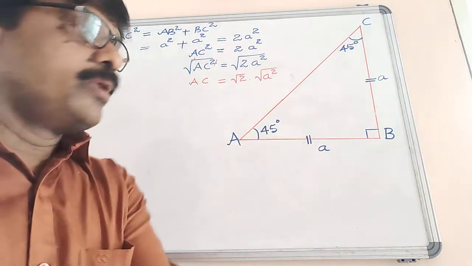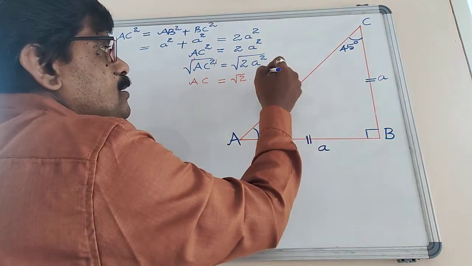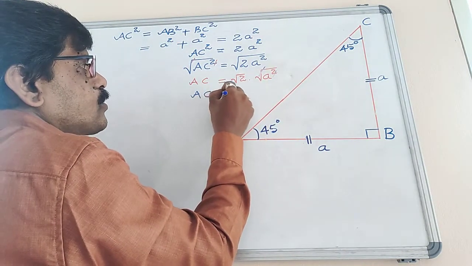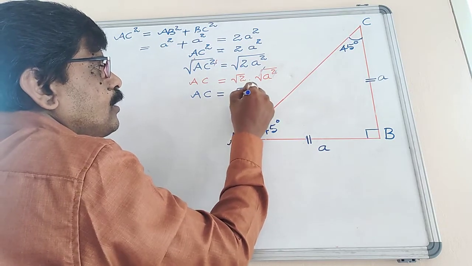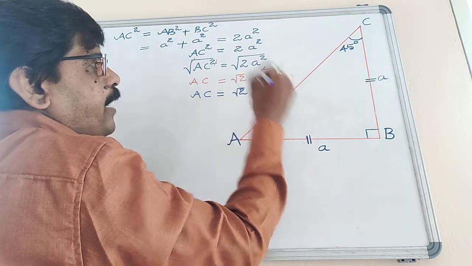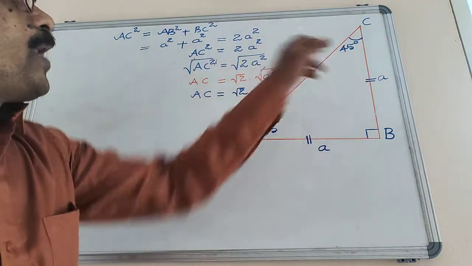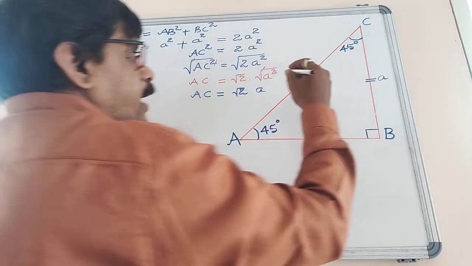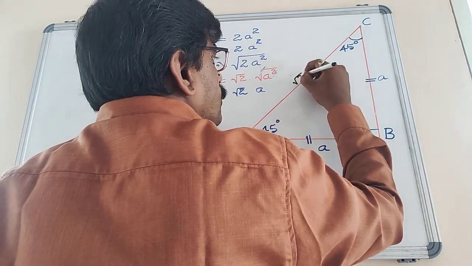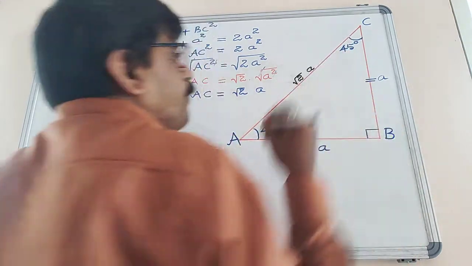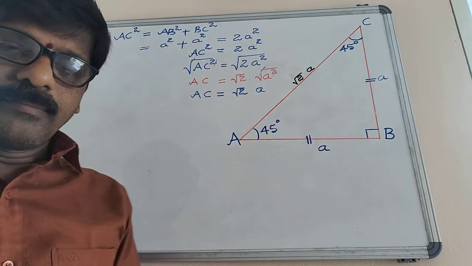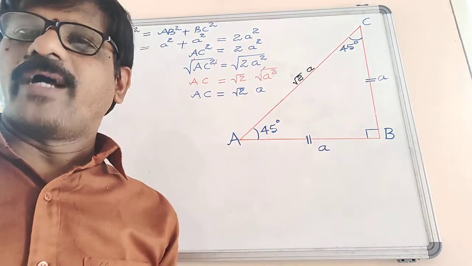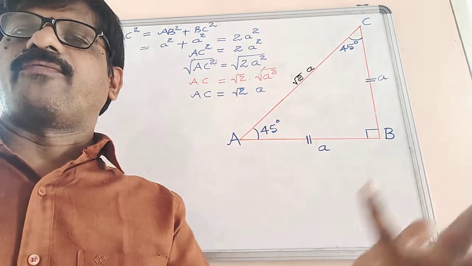Clear? Now the square is cancelled. It will be AC equals root 2 times A, the remaining term is A. Now this value is how much? The hypotenuse is root 2A. Clear? Now you have to find sin 45, cos 45, tan 45.